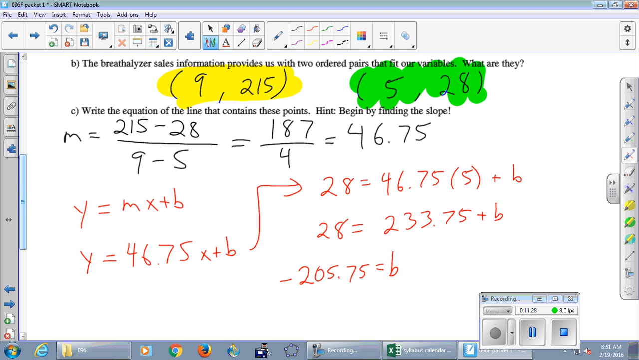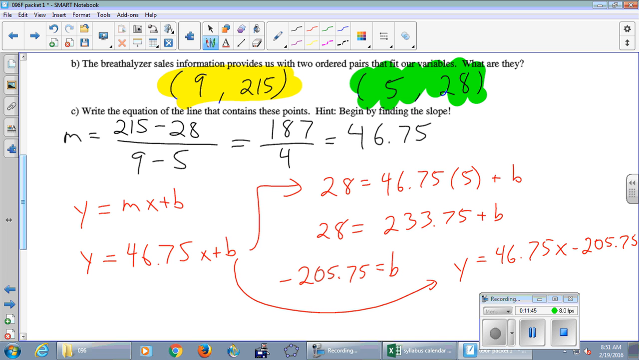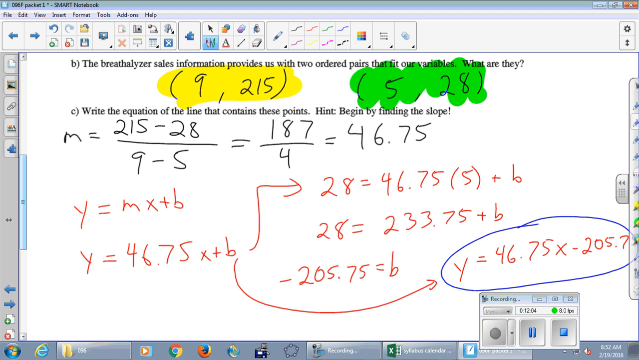Okay, and then we write our final equation, which is copied from over here. Y equals 46.75x plus the B, which we just found is a negative 205.75. Okay, so that's our equation. Any questions on the calculations?